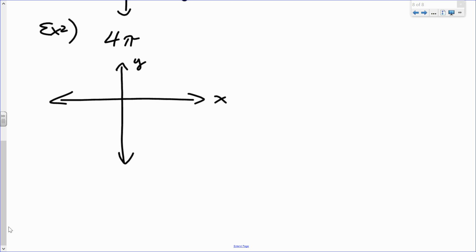Okay, so 4 pi radians, look what I'm going to do. 1 pi, 2 pi, 3 pi, 4 pi radians. There it is. The terminal side is actually exactly on the x-axis because it's 4 pi radians.